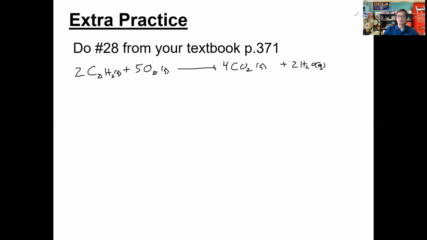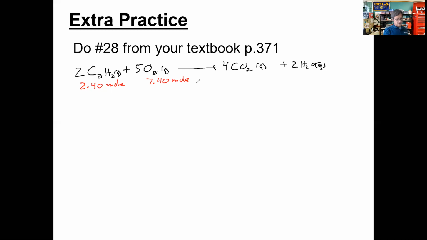And now let's go ahead and write down what we're given. We were told that we start out with 2.40 moles of C2H2, acetylene, and 7.40 moles of oxygen. So what they ask us in this problem, first and foremost, is how many grams of water can be produced.